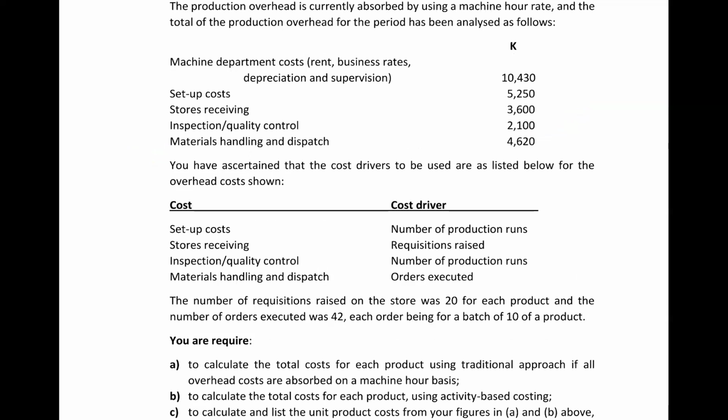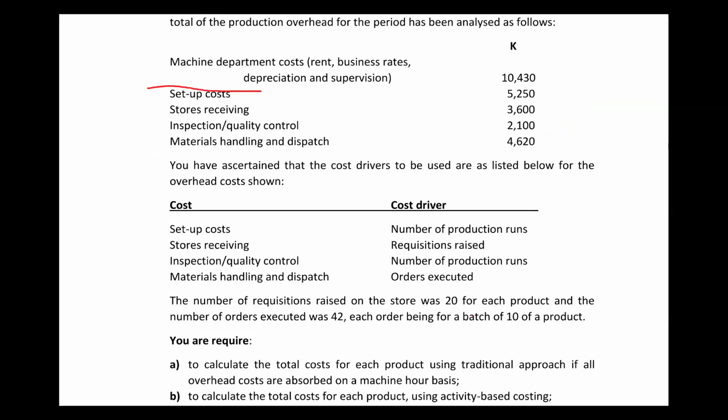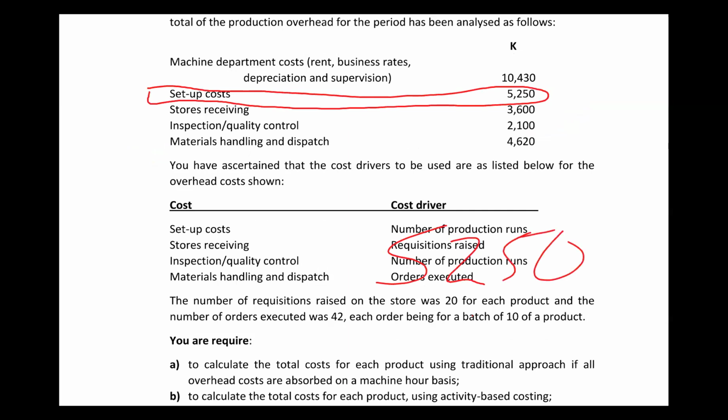So I was saying that for setup, let me start from the setup, the setup cost is 5,250. But we are saying that the driver we use in allocating this using ABC costing is basically the number of production runs. Okay, these are just production runs. So we need to know how many production runs there are for each department and then use them. I'll show you how we use them, don't worry.